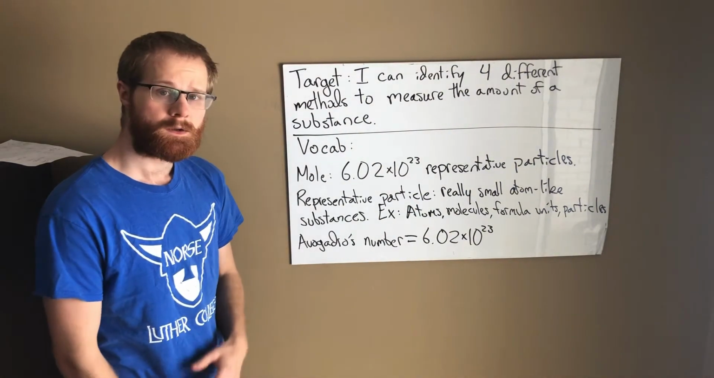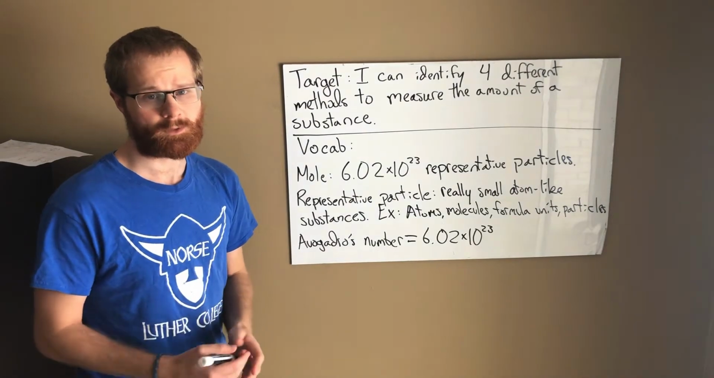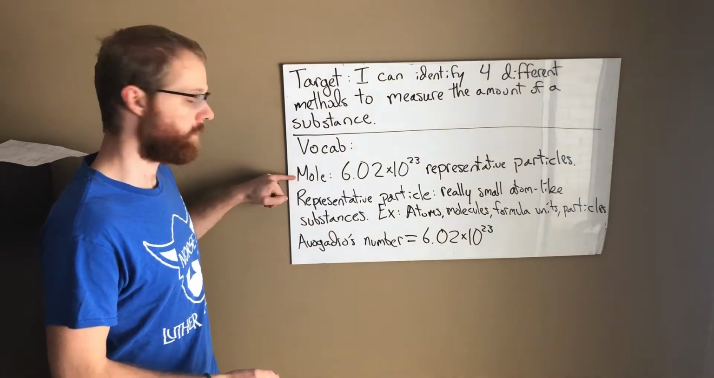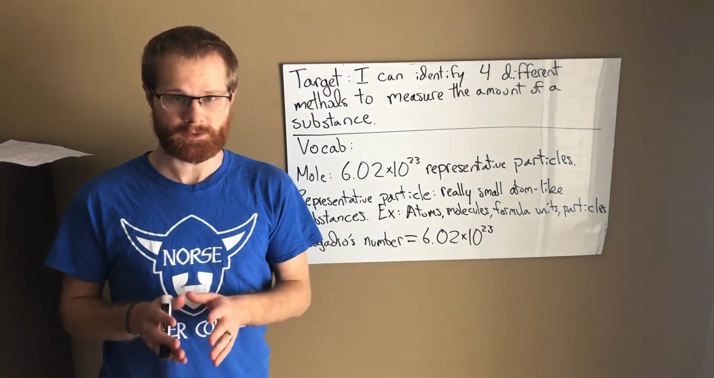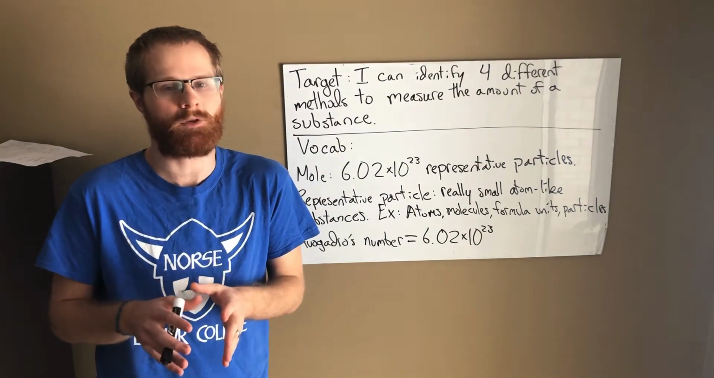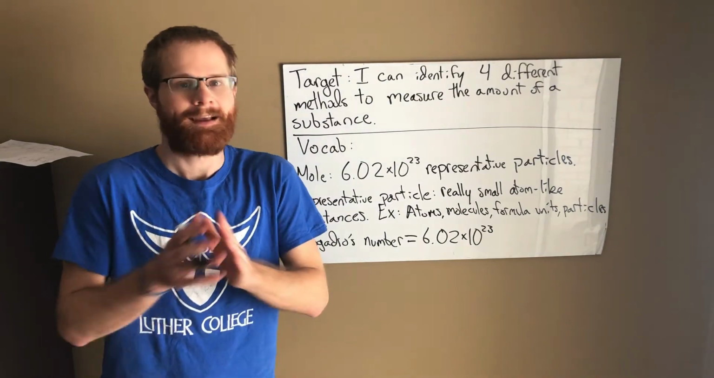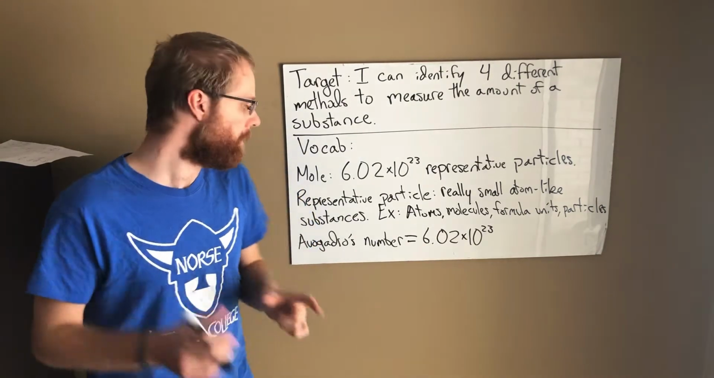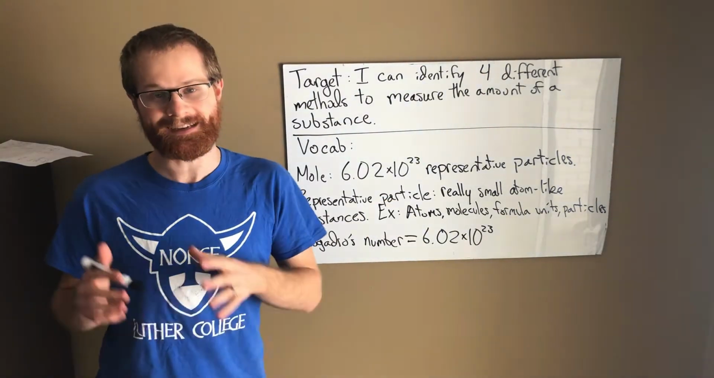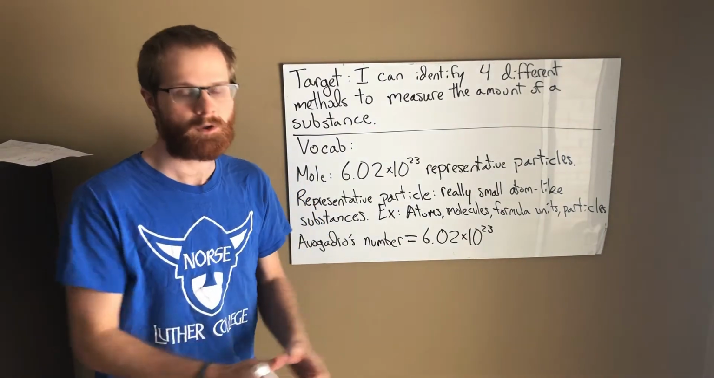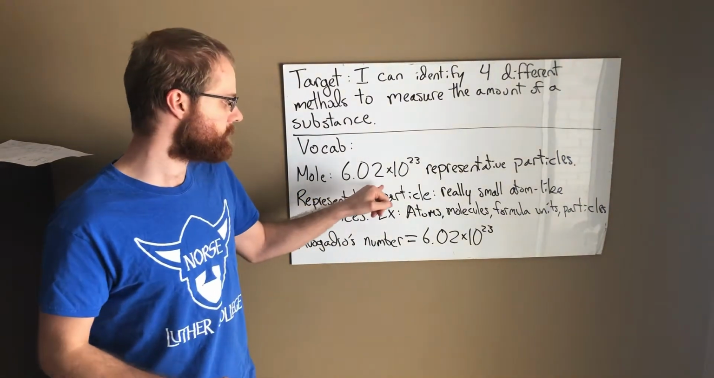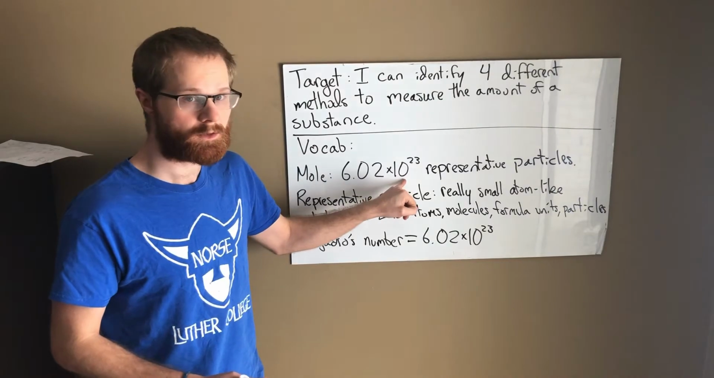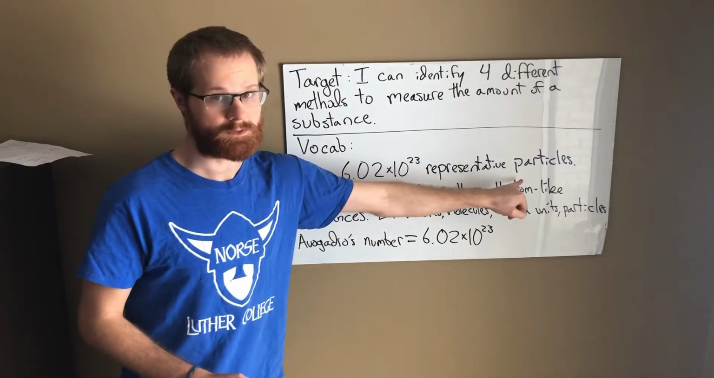All right, so first definition that we need to talk about is a mole. This one really tricks people up because they think of a mole as like the little fuzzy furry animal, and in science terms, that's not what it is. A mole is a number. Just like a dozen means 12, a mole means 6.02 times 10 to the 23rd representative particles.